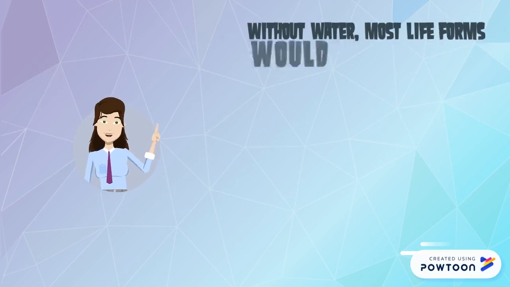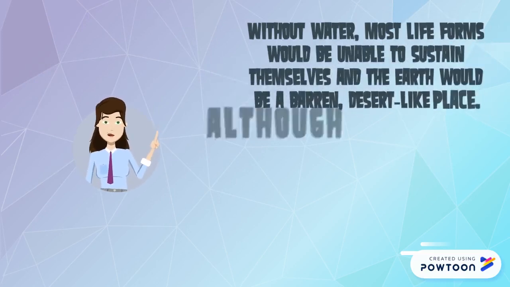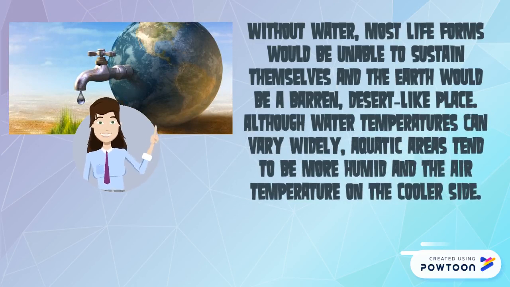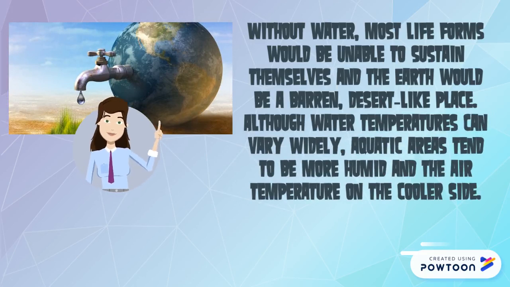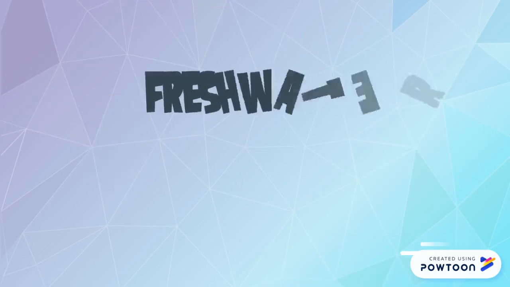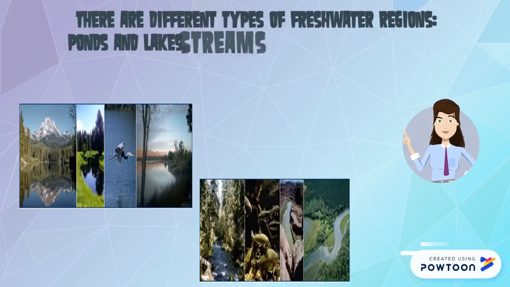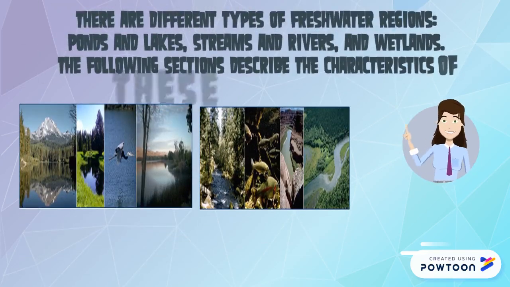Without water, most life forms would be unable to sustain themselves and the Earth would be a barren, desert-like place. Although water temperatures can vary widely, aquatic areas tend to be more humid and the air temperature on the cooler side. Freshwater regions. There are different types of freshwater regions: ponds and lakes, streams and rivers, and wetlands.